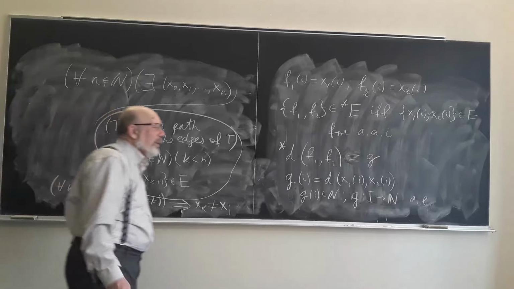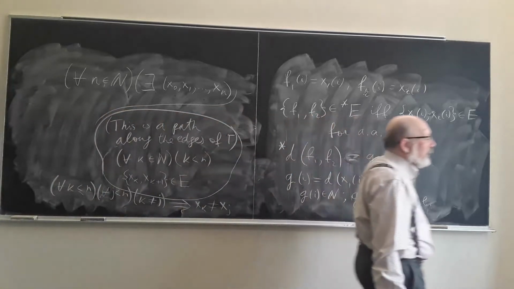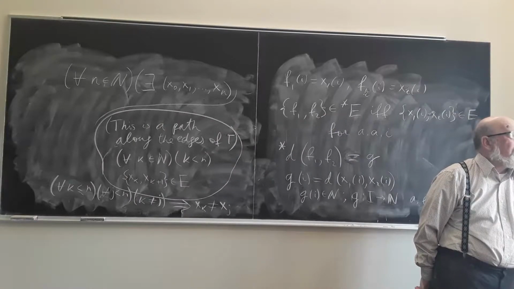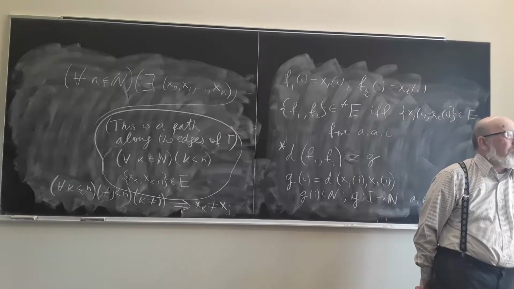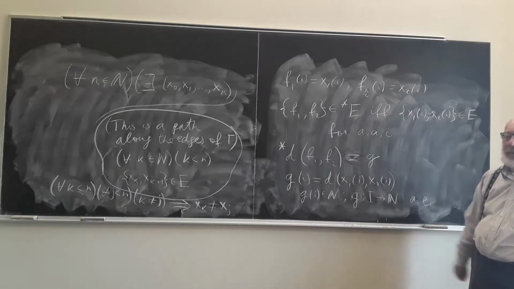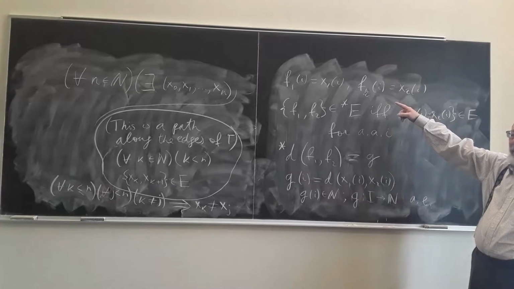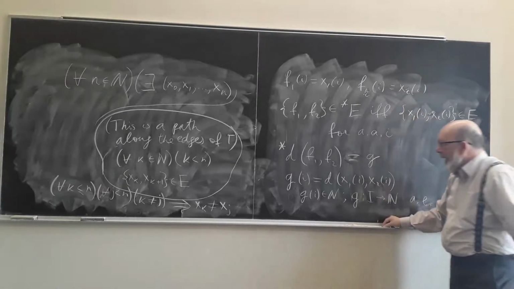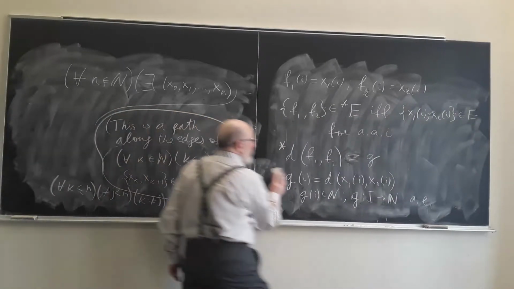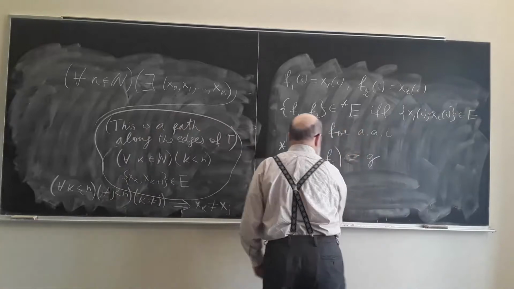This is because our graph is connected, and the distance function from the point x0 is unbounded. So there exists a point at the distance exactly n for any n. Yeah? And now we use the transfer principle.